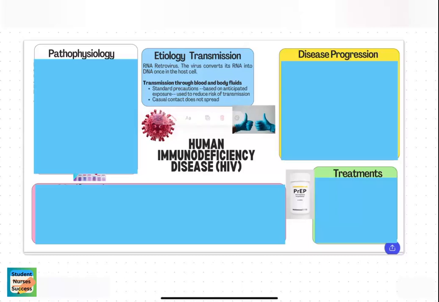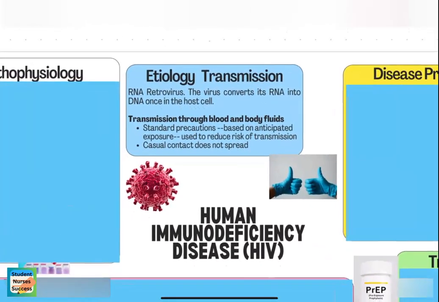I'd like to first talk about the etiology and transmission. The etiology or the cause of HIV is a virus. Specifically, it is an RNA retrovirus. An RNA retrovirus means that the virus actually converts its RNA into DNA once it's inside the host cell. Now, the transmission of HIV is through blood and body fluids, and it is considered a sexually transmitted infection.